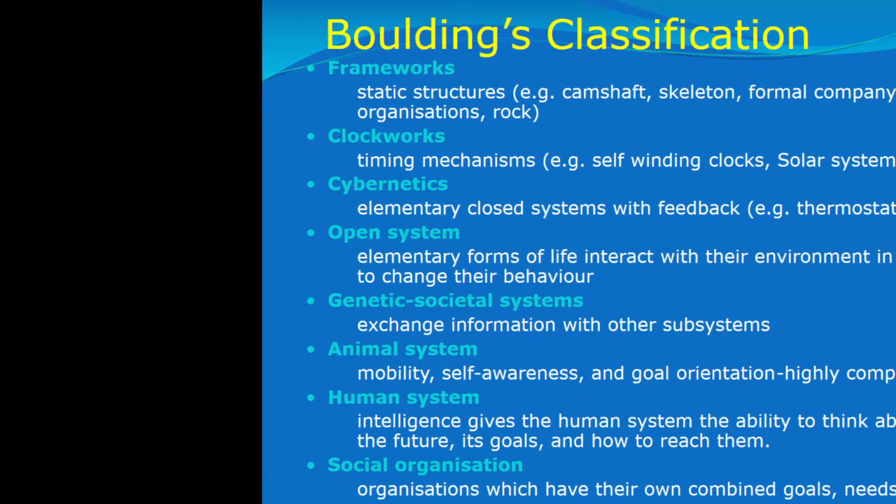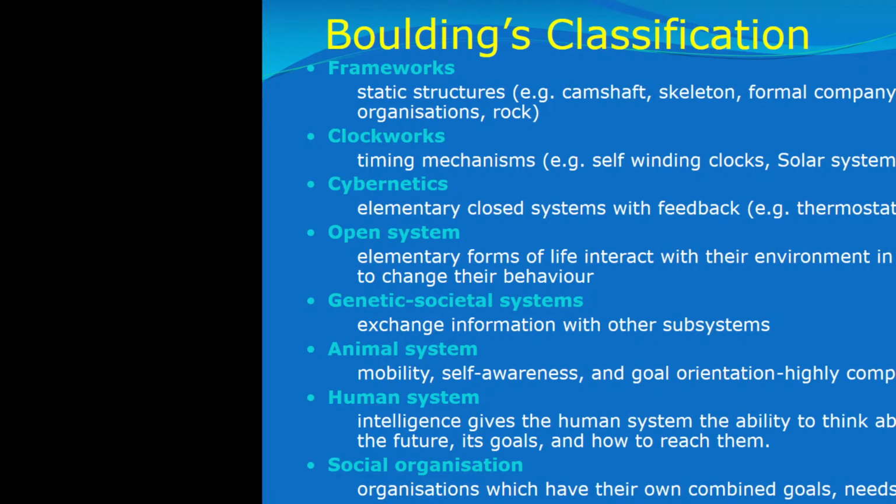The second type of systems in Boulding's classification is clockworks. Examples are different time mechanisms, self-winding clocks, and the solar system belongs to the clockworks type in Boulding's classification. The next category of system is cybernetics, elementary closed systems with feedback. An example is the thermostat.